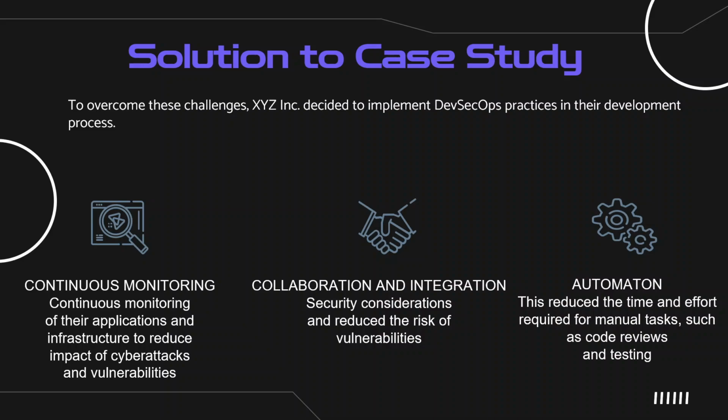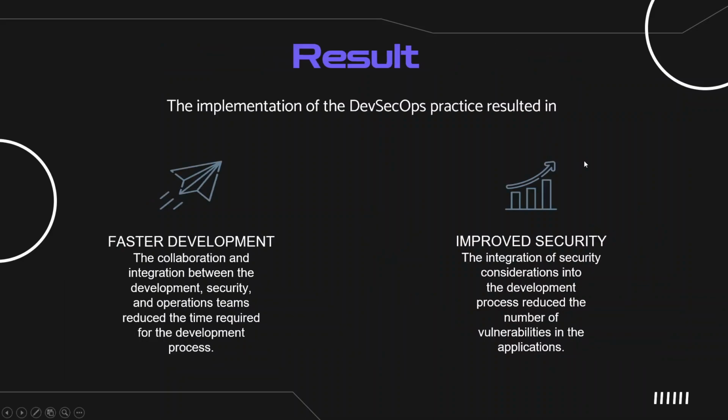And they have also applied automation. The automation part reduced the time and effort required for manual tasks such as code review and testing. In automation, we add multiple tools in the pipeline, and they throw a report into a vulnerability management dashboard. This is an automation process which reduces the source code review part, and searching for secrets in the code. So these are the manual steps that were reduced at that time in the company.